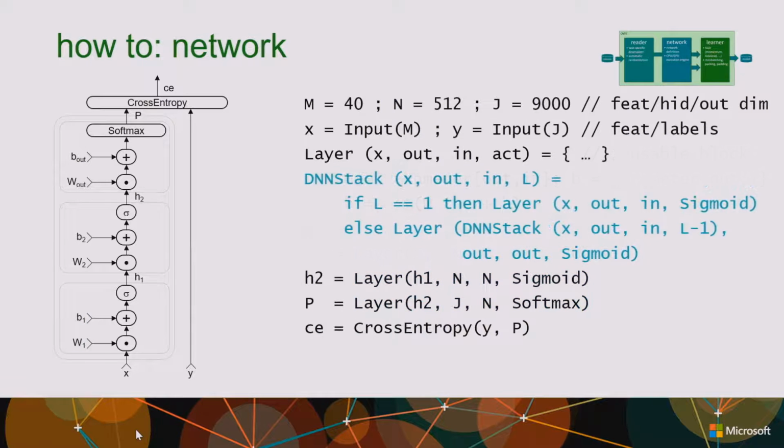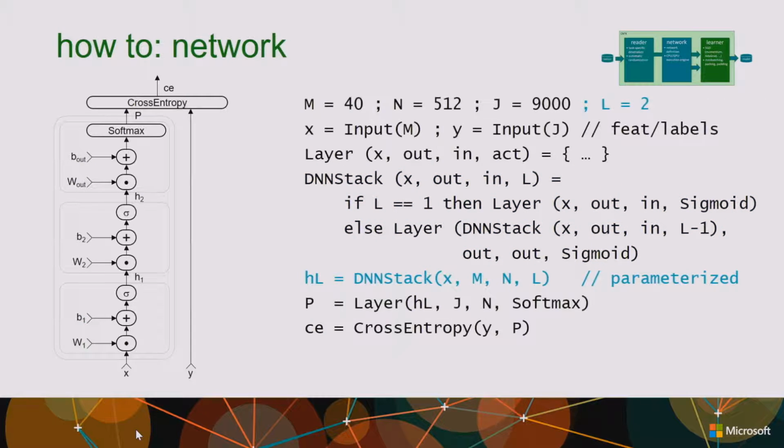So the next thing you can do is use recursion to automatically create entire stacks of networks. Here you pass an additional parameter, capital L. If that one is 1, it just invokes the layer function. If it's more than 1, it invokes itself with L-1. So it basically creates a stack that's 1 layer less and then puts another layer on top of that. And now you can invoke this with a parameter. So this makes it very easy to optimize over varying numbers of layers, for example.